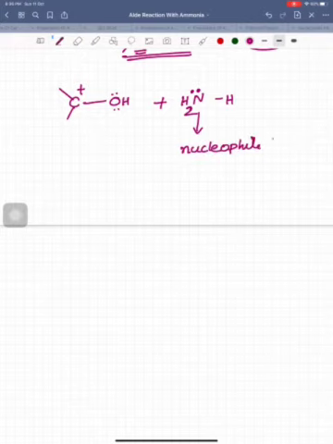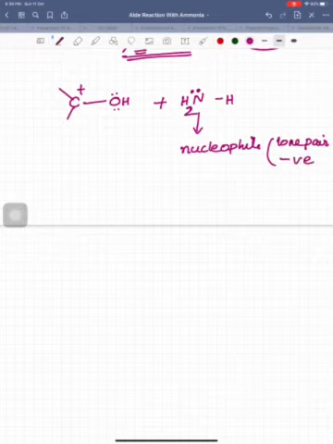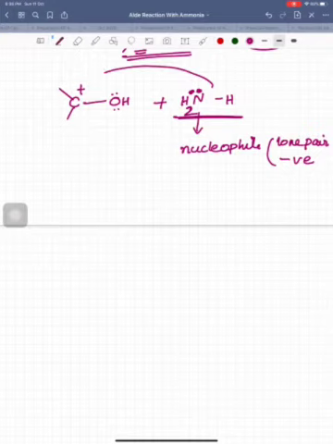Because we studied that in the nucleophile definition, when there are lone pairs of electrons, that species is considered a nucleophile, or if there is a negative charge, that is also considered a nucleophile. Here we can consider this ammonia as a nucleophile because it has lone pairs of electrons. So what is happening in the next stage? This nucleophilic part will be attacking the positive part, or electrophilic center, of the carbon.